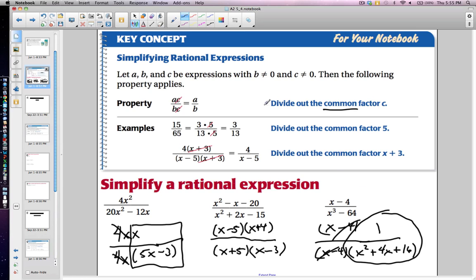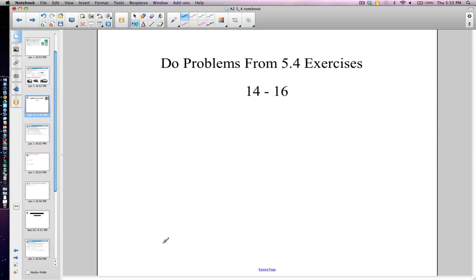Okay, so when you want to simplify a rational expression, factor the numerator, factor the denominator, and then cancel the common factors. That's how it's done. So go ahead and practice that. Do problems 14 through 16. When you're finished with that, come on back and we'll continue.